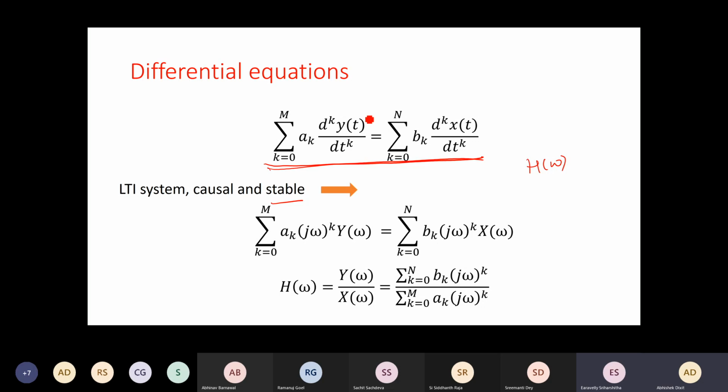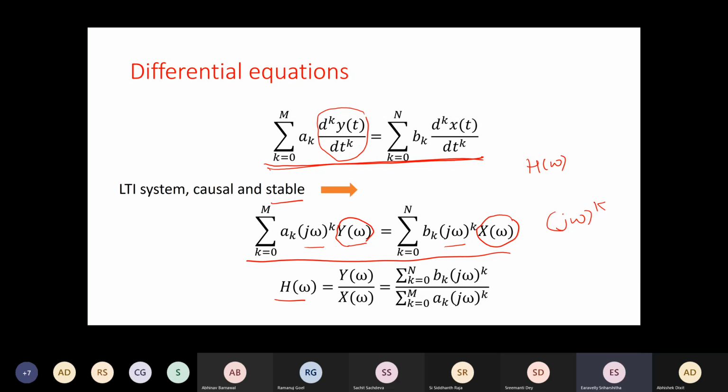Then I know that this part, the kth derivative of y(t), what is this? This is simply (j omega) to the power k. Differentiation produces j omega, so the kth derivative will produce (j omega)^k times Y(omega). And similarly, you can write it like this. Now, this Y(omega) and this X(omega) are not functions of k, so we can pull them out. So the frequency response is simply Y(omega) by X(omega). Frequency response is what? Y(omega) by X(omega).